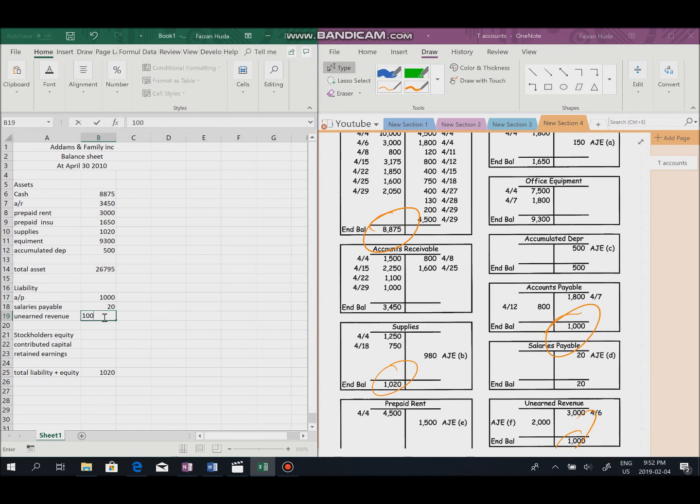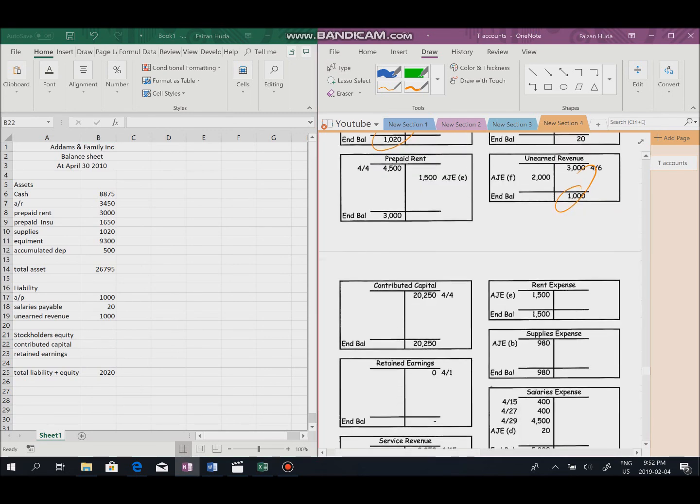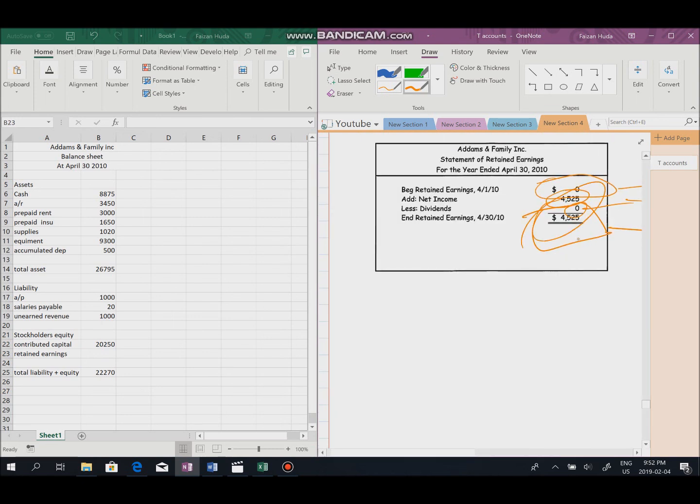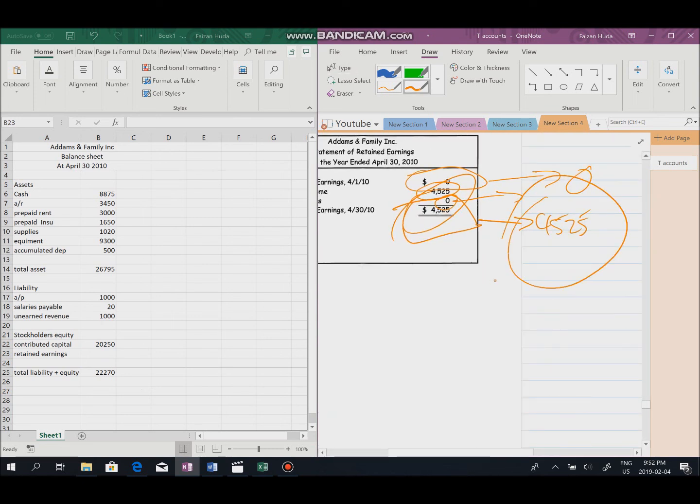So just copy pasting values. Once you're done your T accounts, everything becomes so easy. And then stockholders' equity. Our contributed capital was 2,250. And then retained earnings, you get this from your statement of retained earnings, which is this amount, 4,525. This is where you get your retained earnings from.